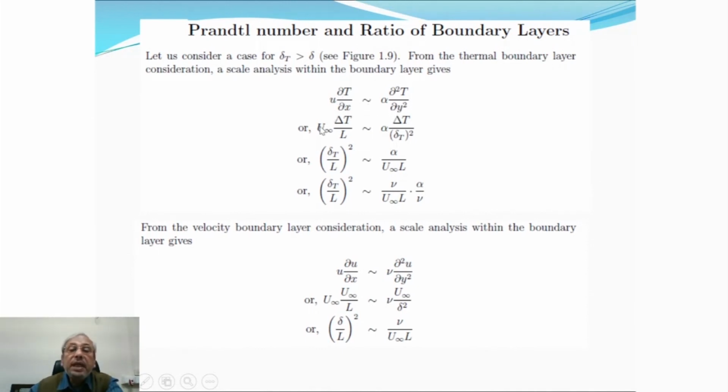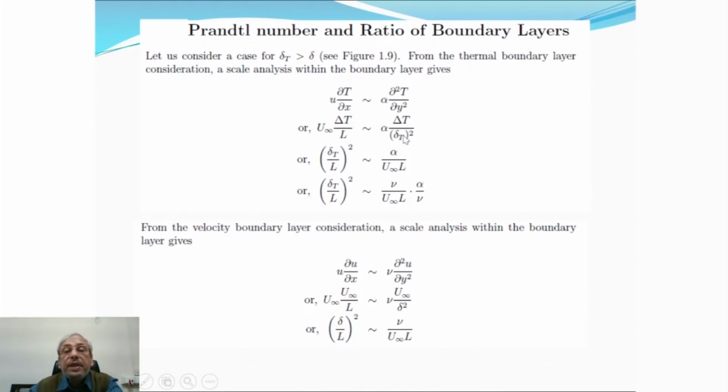So we can say U infinity, this is delta T and this is L, proportional to alpha delta T divided by the thermal boundary layer thickness square, delta T square. So from here we can write delta T by L square is proportional to alpha by U infinity into L.